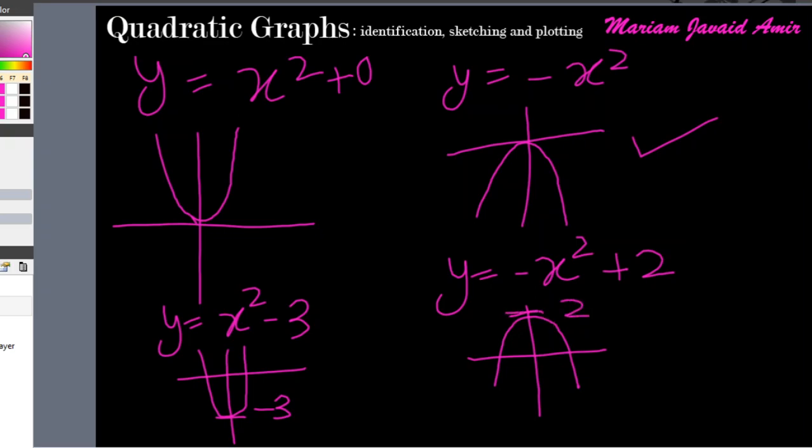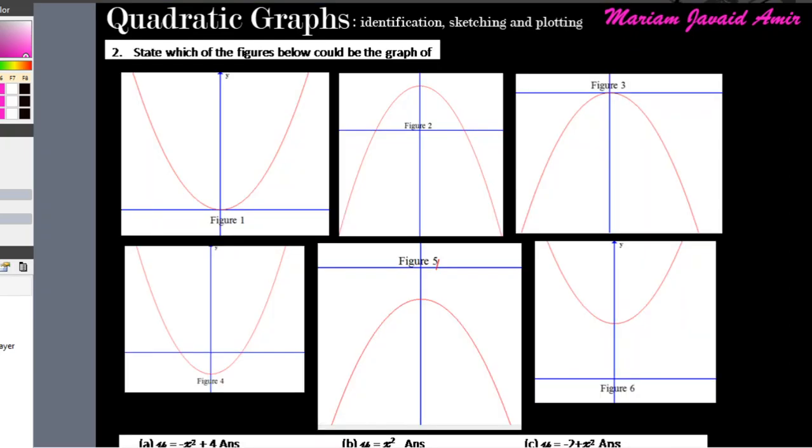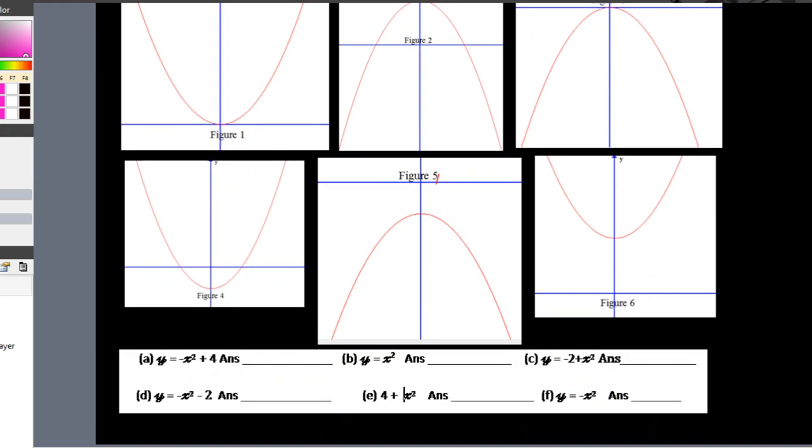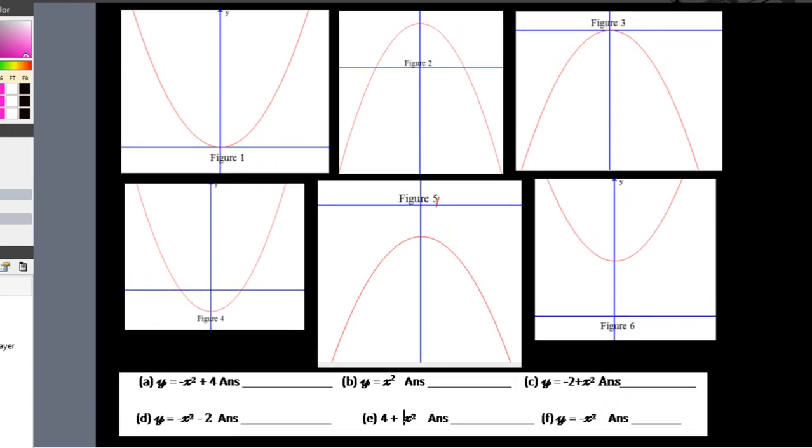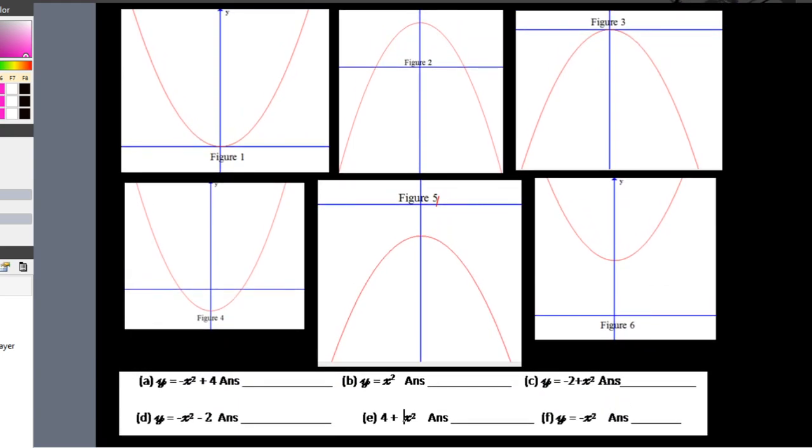Now let's go to the worksheet question. Okay, so question number 2. State which of the figures below could be the graph of part A, y equals minus x square plus 4. So minus x square means the graph will be in inverted U shape, and plus 4 means it will be cutting the y-axis at 4. So this will be figure number 2.